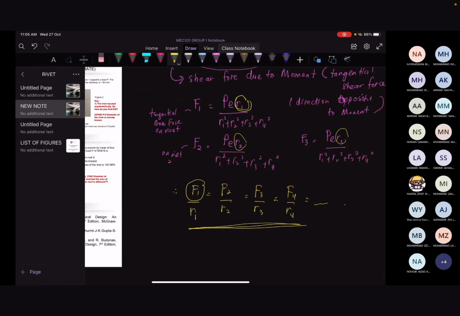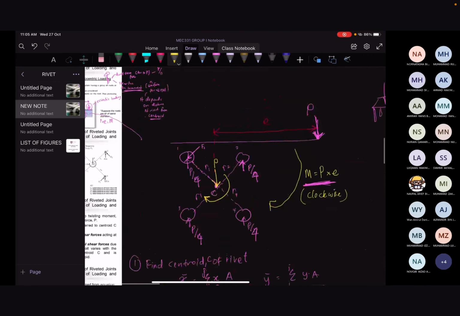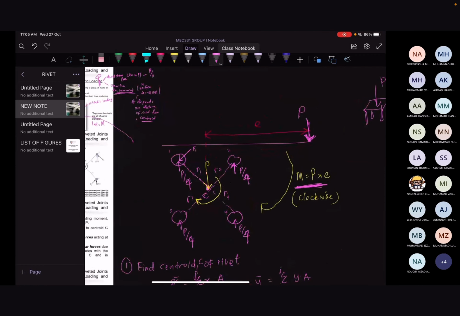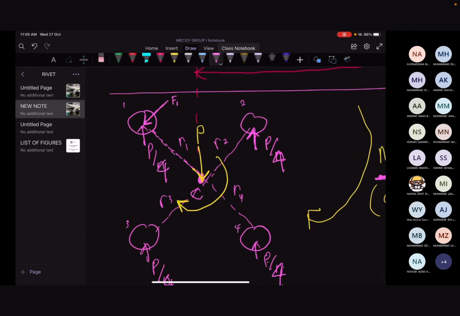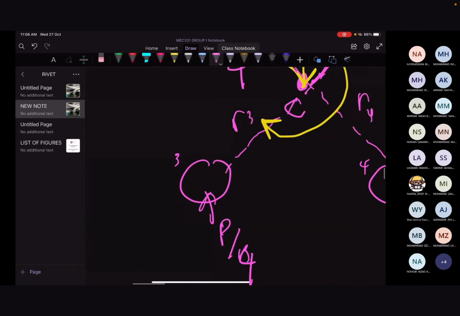So, kita tengok direction of F2 pula. The direction of F2 is, okay, this one is your R2. So, dia mesti kena tangent to the R2. So, dia akan jadi macam ni. And direction dia kena opposite ataupun anti-clockwise. So, dia akan jadi macam ni lah. This one is F2.